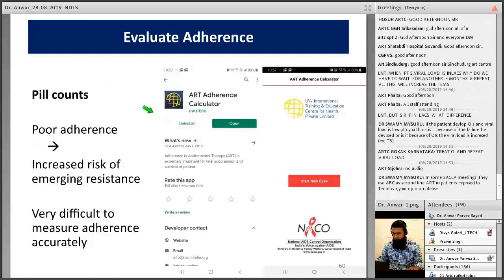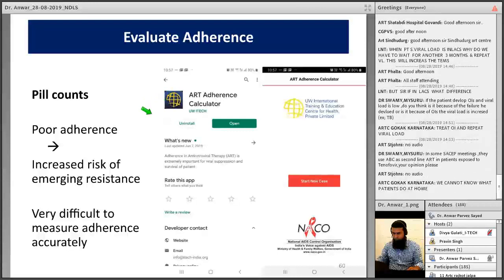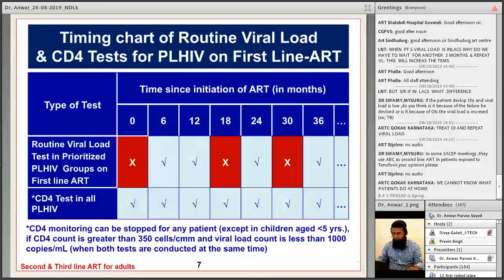But this is one of the applications which the counselors can use. It is available free on the Android Google Play store. So you can just type ART adherence calculator, download it, open it and use it for adherence calculation. Again, this is based on the pill count only, but the calculation will be made easier by this.